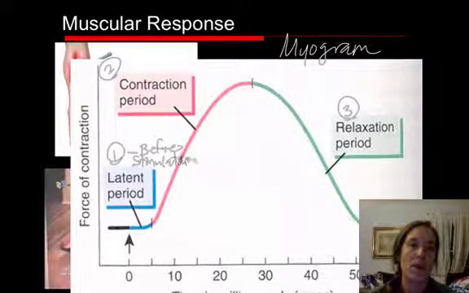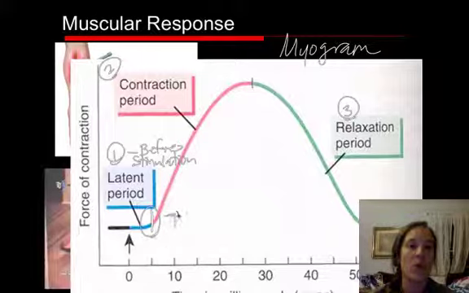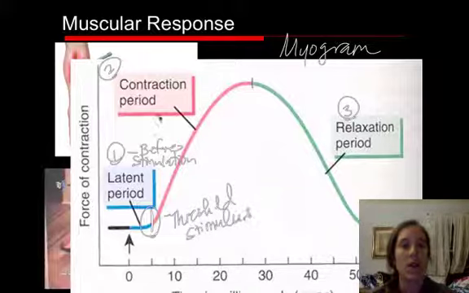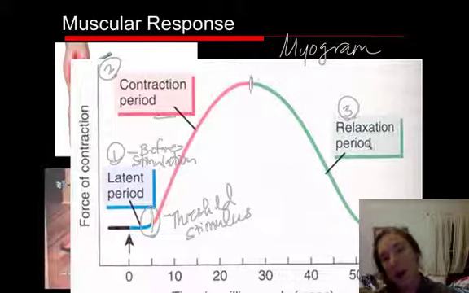And that's when a muscle has not been stimulated to contract, it has not reached that threshold stimulus. And here, this particular point is that threshold stimulus when it's going to begin to contract. So then we have the period of contraction, and once we hit that point where the muscle is no longer receiving the stimulus to contract, then we have the relaxation period until that muscle returns to its original state.